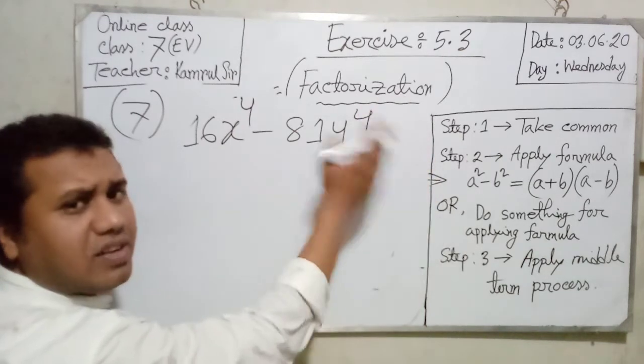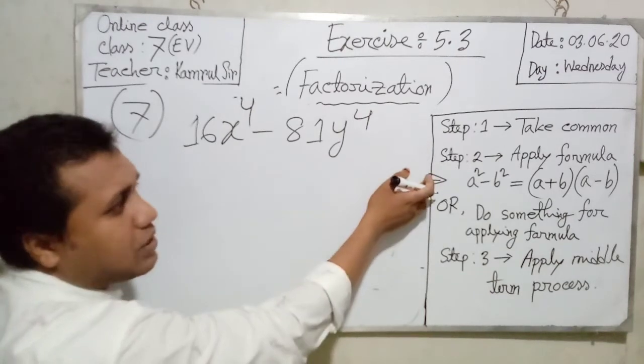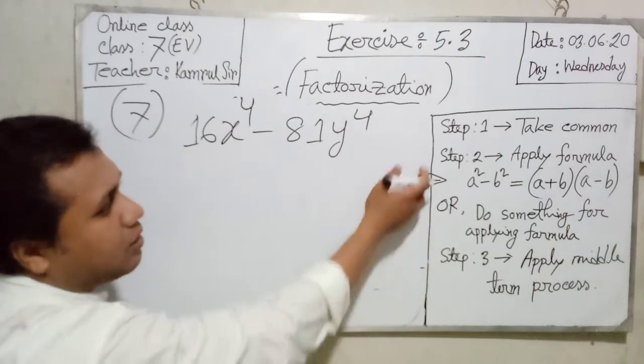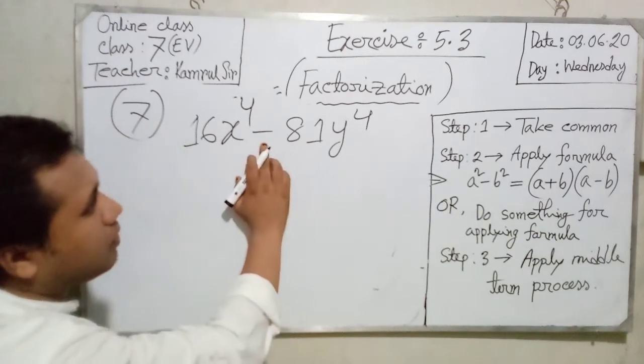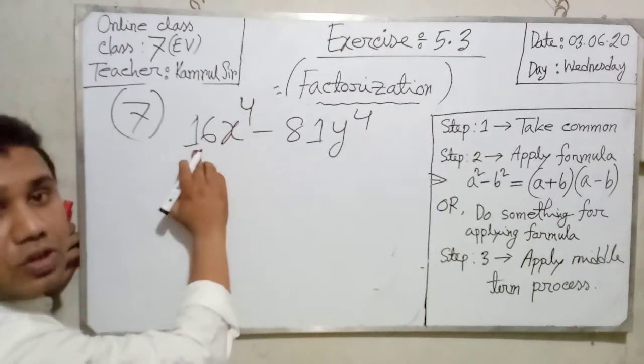Just 3 steps, very simple, just 3 steps. Step 1, no. Then go to step 2. Then go to step 3. Clear? Now step 2. Apply the formula a square minus b square. Look, it is not directly a square minus b square because this 4 is only for x, not 16.